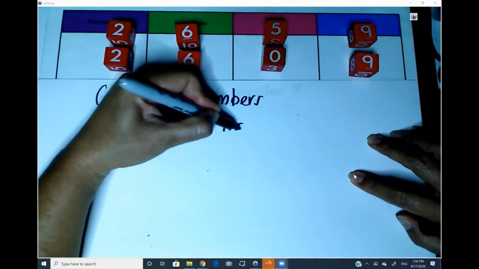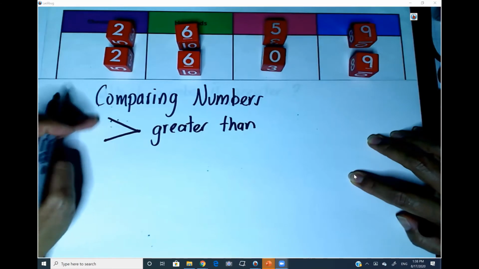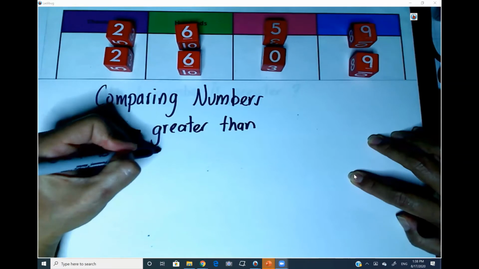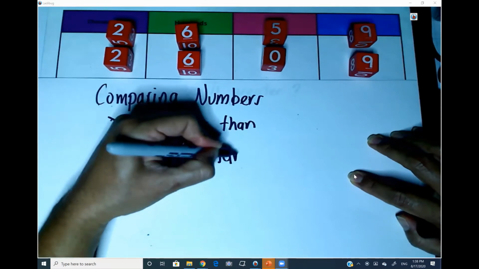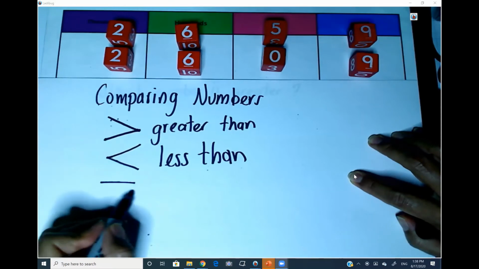How do I know? Because the first part I'm seeing is the greater side. Now, if we do the opposite symbol, that's called less than. And I know it's less because it's starting with the little part. And then we have the last one, which is called equals to.